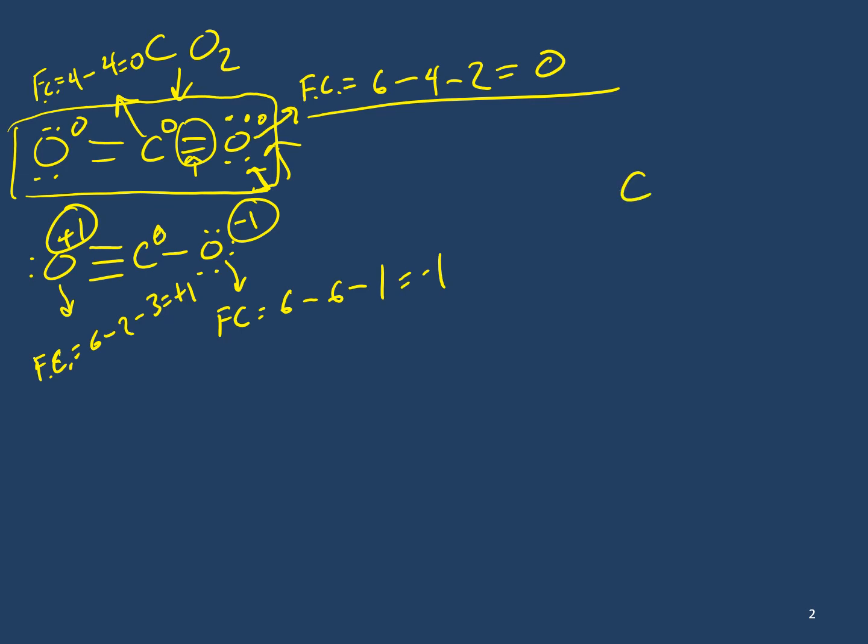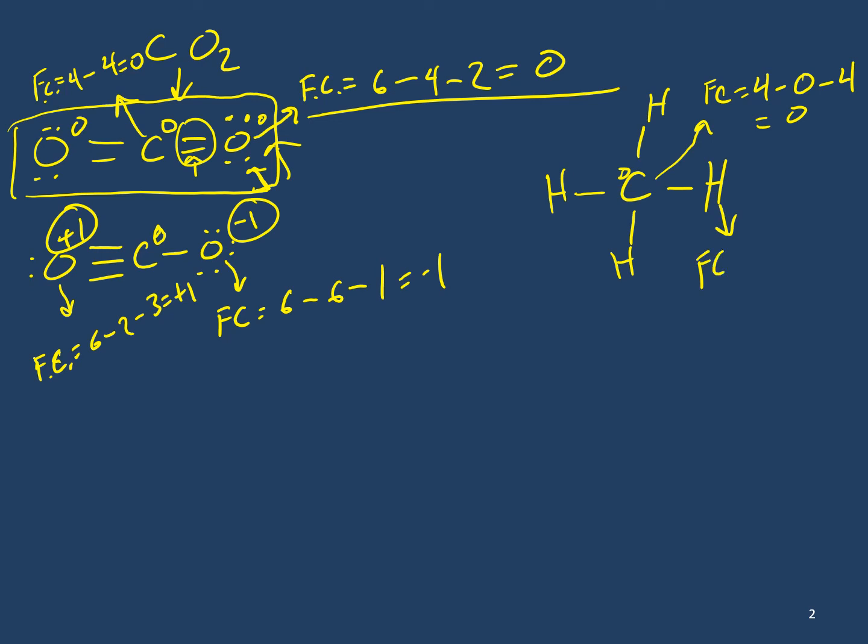There's actually only one way to draw CH4 because hydrogen is only ever happy with 1 single bond attaching to it. And this is our Lewis structure. Again, if we look at carbon's formal charge, we have 4 valence electrons minus dots minus sticks. Well, no dots, 4 sticks, 0. All these hydrogens are going to have the same one because they all look identical. We have 1 valence electron minus 0 dots minus 1 stick. All these guys have 0 formal charge.